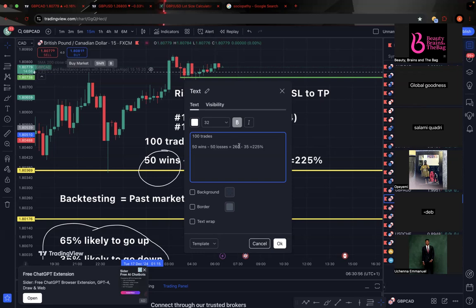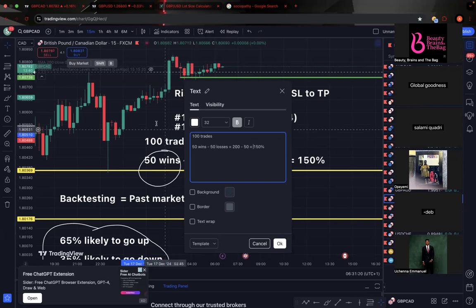Over three months again, because our risk reward ratio is 1:4, for these 50 wins we actually had 50 times 4, which gives us 200%. And the 50 losses will give us 50. So at the end of the day, with only 50% accuracy, we are on a profit of 150% after 100 trades taken.